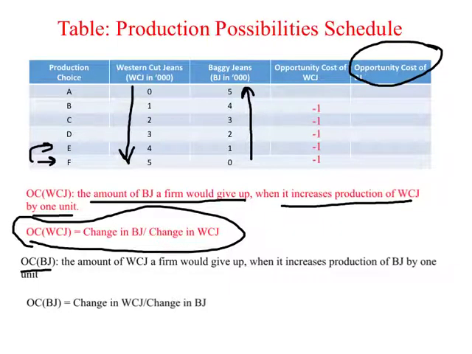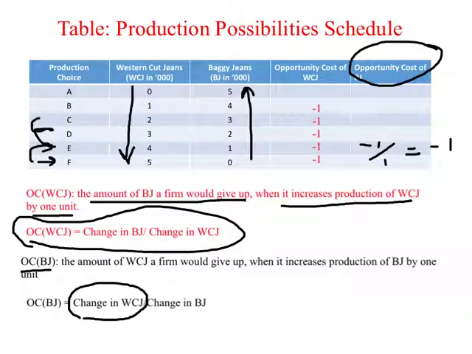So how much will be the change in Western cut jeans? It will be 4 minus 5, which is negative 1. I'll just write negative 1 here and divide this by change in production of baggy jeans, which will be plus 1, and what you get is negative 1. And in this way you should be able to calculate opportunity cost of baggy jeans between two consecutive points, and what you'll find is once again it is negative 1.